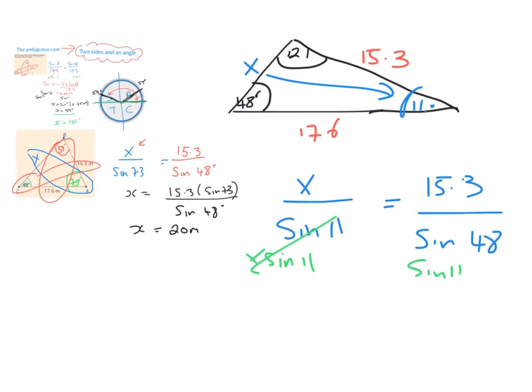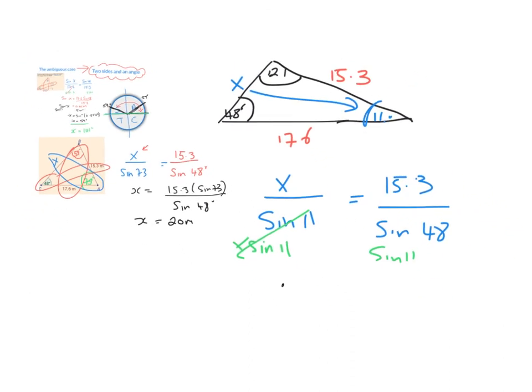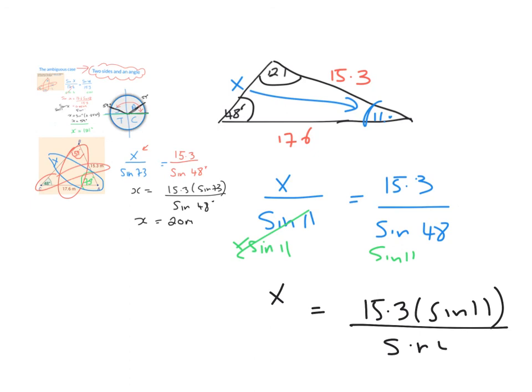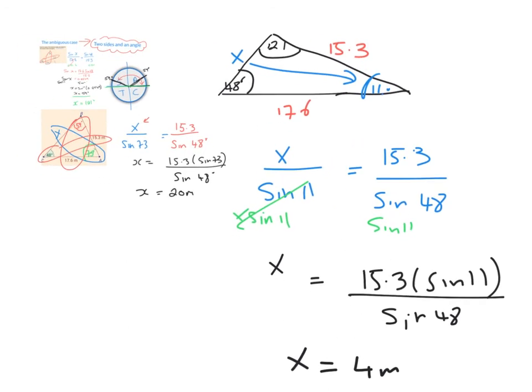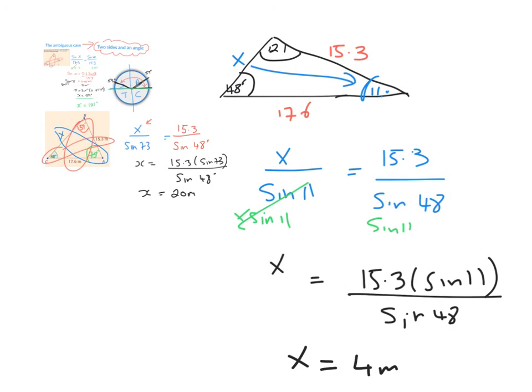They cancel, and on this side then I'm left with x is equal to 15.3 bracket sine 11 all over sine of 48 degrees. And if you type that into your calculator, you're going to get 4 meters. X is equal to 4 meters. So we have two answers there. So that angle there can change. It can be 59 or it can be 121, and the side can actually be 20 meters or 4 meters. Both of those answers will satisfy that triangle. So that's the ambiguous case, and quite common in questions to do with trig.